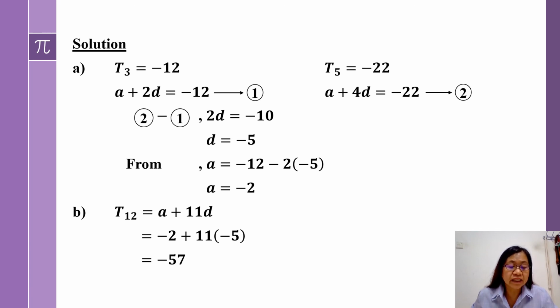And then part B, T12 is A plus 11D. So it's negative 2 plus 11 times negative 5. So your answer is negative 57.